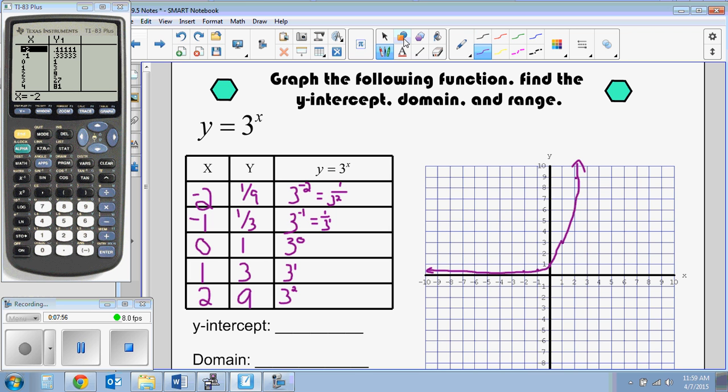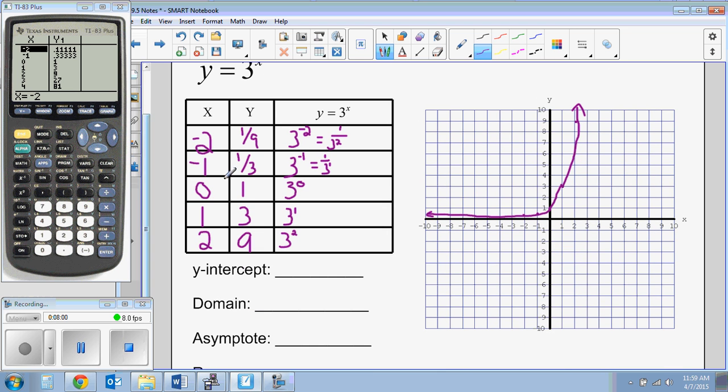Right? As I continue going through these, our y-intercept is actually always going to be in the center of our table, and we do that because x is equal to 0 right here. It's going to be at 0, 1.